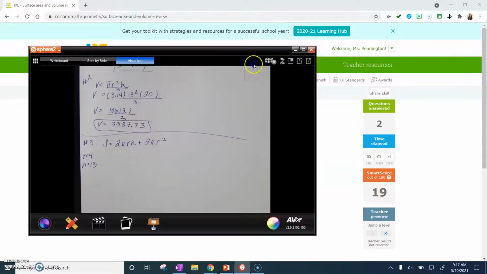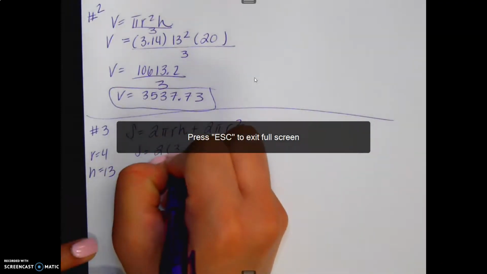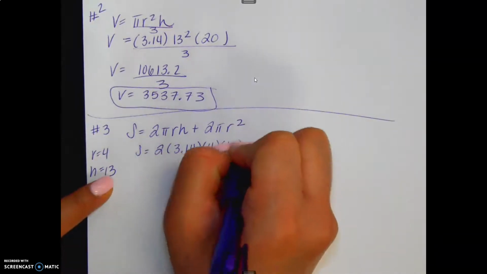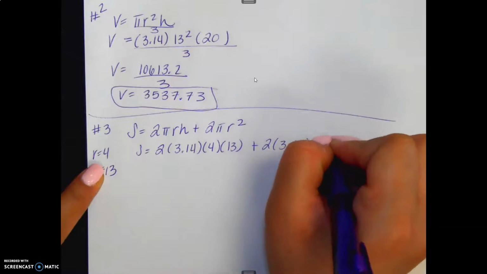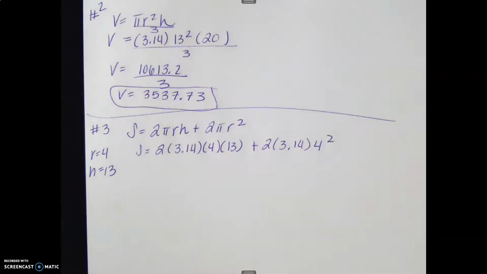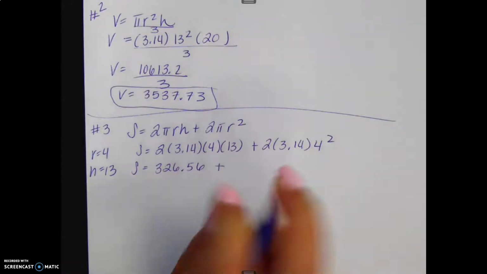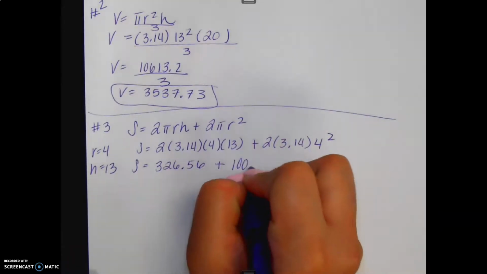I have everything I need now to plug into my formula, so I'm going to do that. Surface area is 2 times pi. They want us to use 3.14 times 4 times 13 plus 2 pi r squared. So now I just plug this stuff into the calculator. 2 times 3.14 times 4 times 13. That is 326.56 with no extra decimals. And then 2 times 3.14 times 16, because 4 squared is 16, that's 100.48.